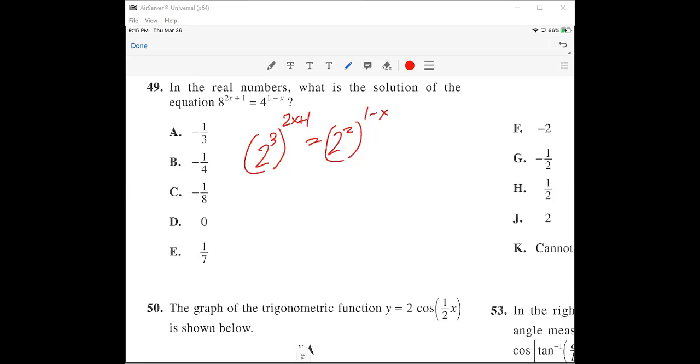All right, so on the screen here, this is problem 49, and it's coming from a practice ACT exam, 64E. That's the number of the practice exam. What I've done here is I've started this problem. It says, in the real numbers, what is the solution of the equation 8 to the 2x plus 1 power equals 4 to the 1 minus x power? And then what you see here is I've tried to start the solution, how you would solve it. You would get the bases the same, and then you would multiply the exponents, and then you would take the exponents and set them equal and solve it, right? That's what you're taught to do in school, how to solve this algebraically.